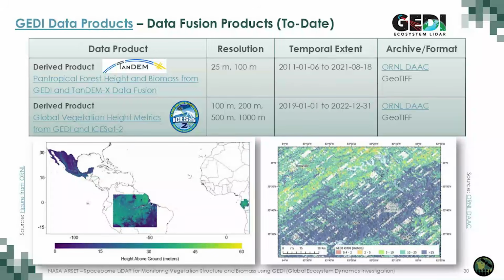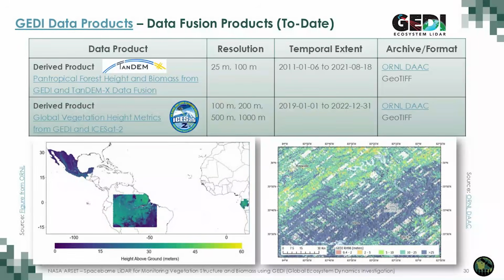Since GEDI is a sampling mission and not an imaging or wall-to-wall mapping sensor, many workflows may need to combine GEDI with other data to fully map a landscape and measure change over time. An example of this is in the derived products put out by the GEDI mission, that help increase the quality and density of the information.